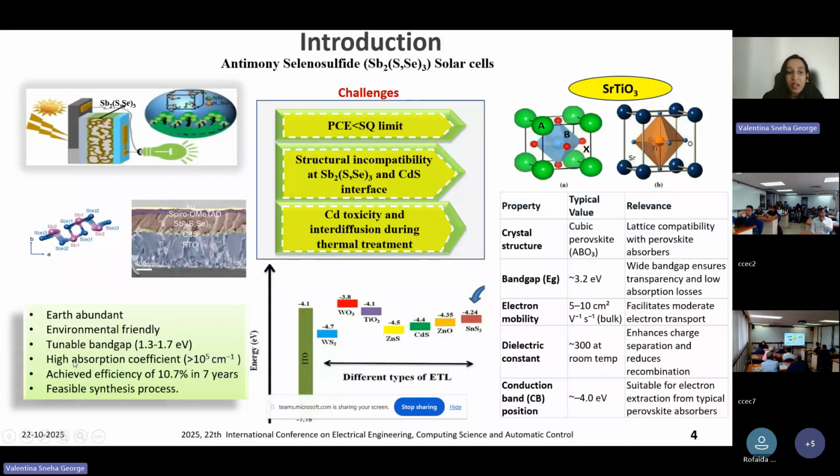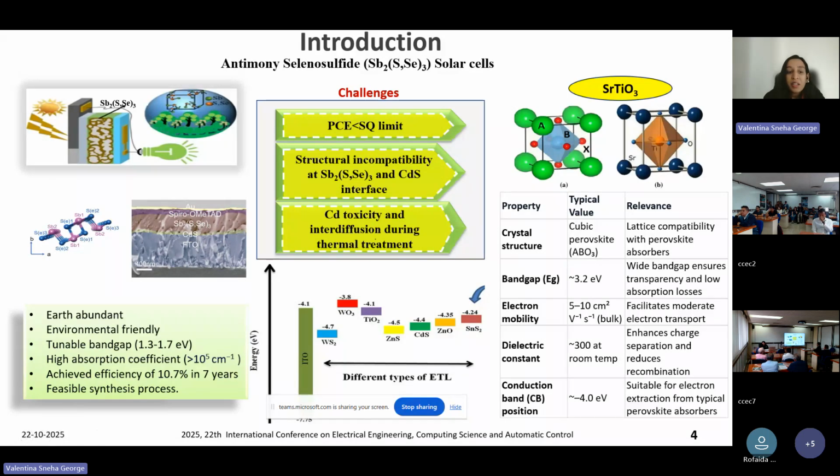Despite having this efficiency of 10.7%, which is achieved within 7 years, the PCE still lags behind the SQ limit. So the challenges are the PCE being less than the SQ limit. And further, another problem is the commonly used cadmium sulfide ETL, which provides good band alignment, but it suffers from structural incompatibilities with the absorber, and toxicity, and interdiffusion of cadmium at elevated temperature also poses further challenges in applying these.